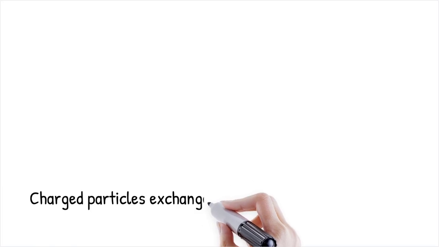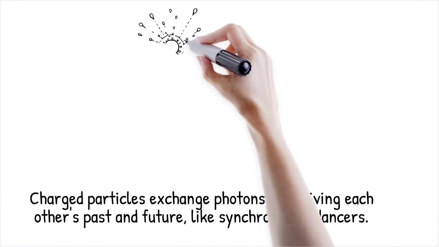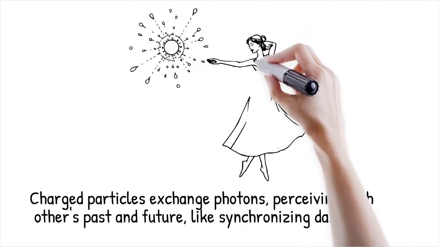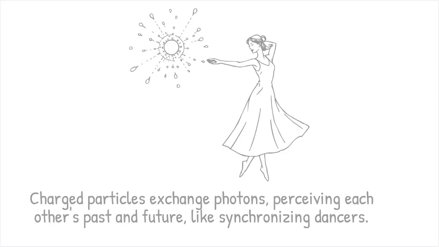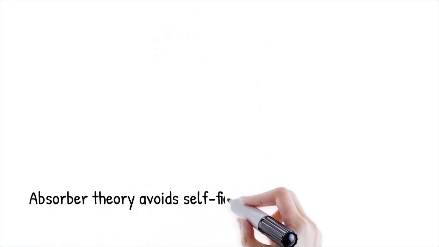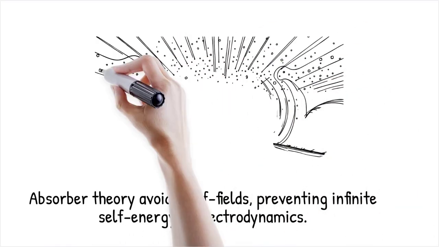Two charged particles exchanging photons do so through a superposition where each perceives both the other's past and future accelerations. It is like two dancers synchronizing steps by both sending and receiving cues into the future as well as the past, maintaining perfect harmony. By avoiding self-fields, absorber theory circumvents the infinite self-energy problem of point charges in classical electrodynamics.